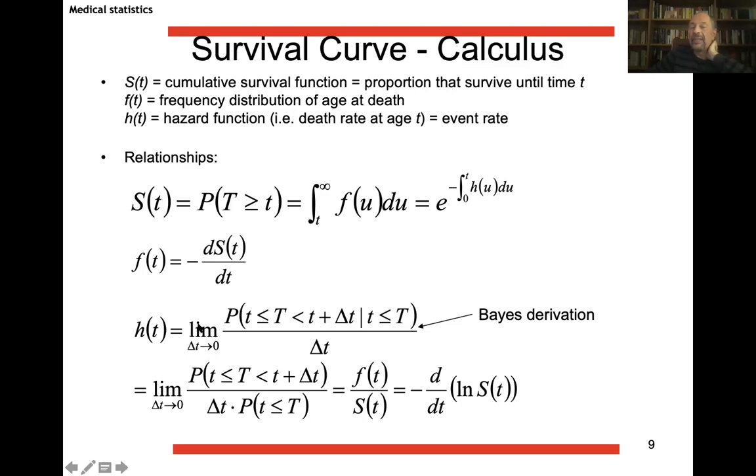where the hazard function can be described with Bayes statistics. I hope you're familiar with Bayes statistics. So it's the limit, as delta t goes to zero, of the probability that the time T is between t and t plus delta t, under the condition that T is greater than t, divided by delta t. And then it can be easily shown that this is nothing else than the ratio of f(t) divided by S(t). And that's why you can write it in this way, or as the first derivative of the logarithm of S(t).